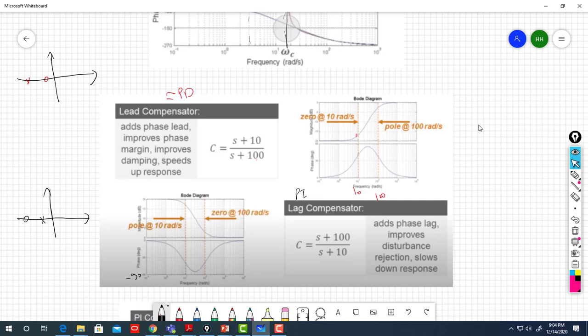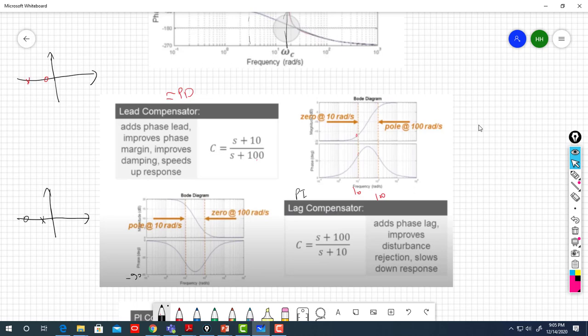And what's the advantage of each one? The lead compensator adds phase lead, and therefore improves phase margin, because you add phase lead. So then you improve speed, you improve damping. Okay, improve phase margin, improve damping, and speed up the response. That's the advantage of the lead compensator.